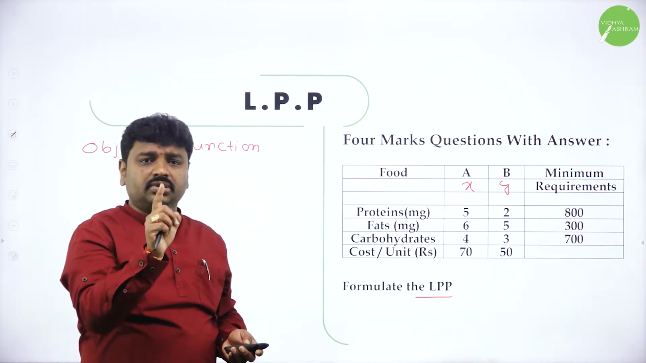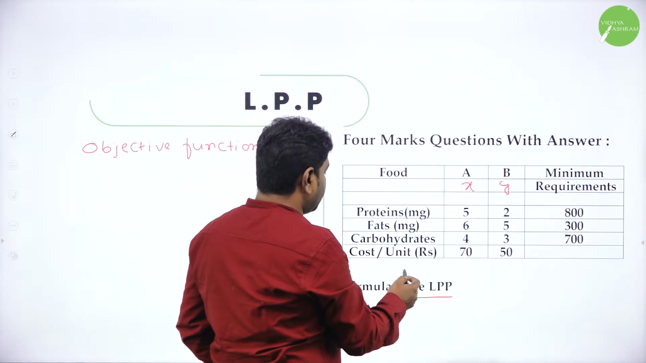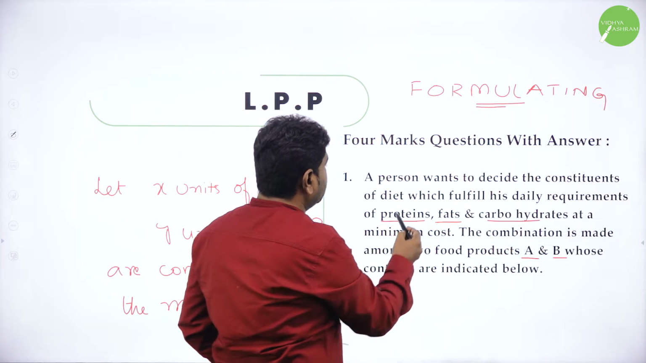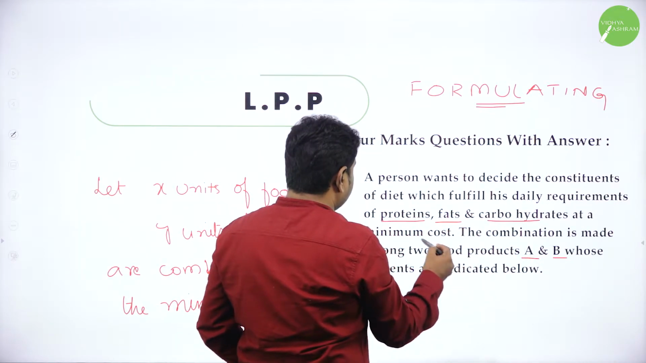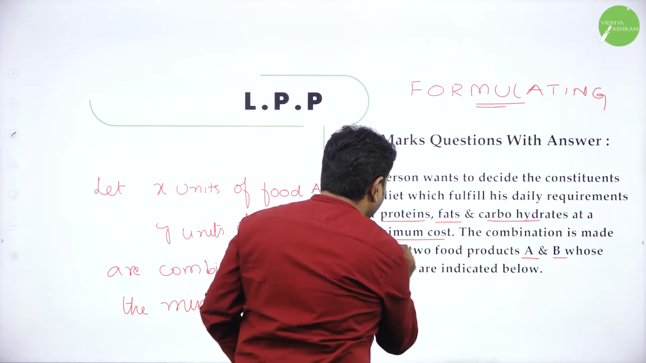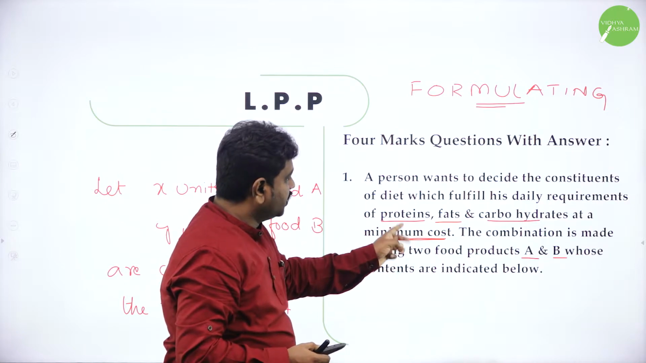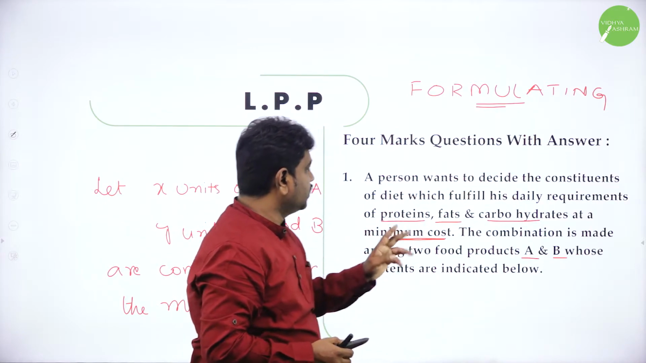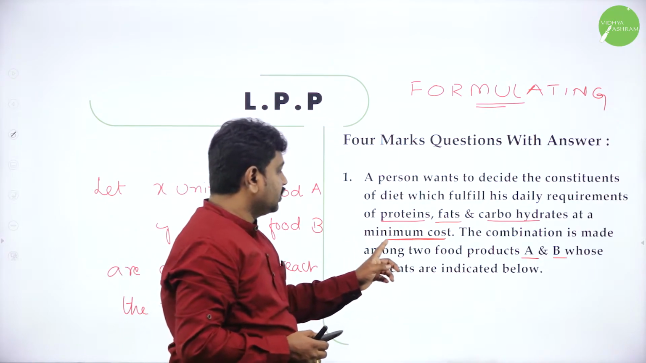When you read the question, you will get a word maximize or minimize. So read this question carefully. When you read this question, a person wants to decide the combination of this food so that he should have minimum cost. So minimum cost. A person wants to decide the constituents of diet which will fulfill his daily requirement, and the cost should be minimum.